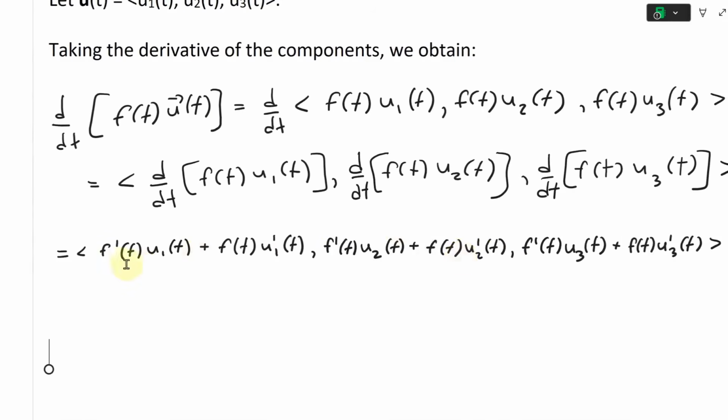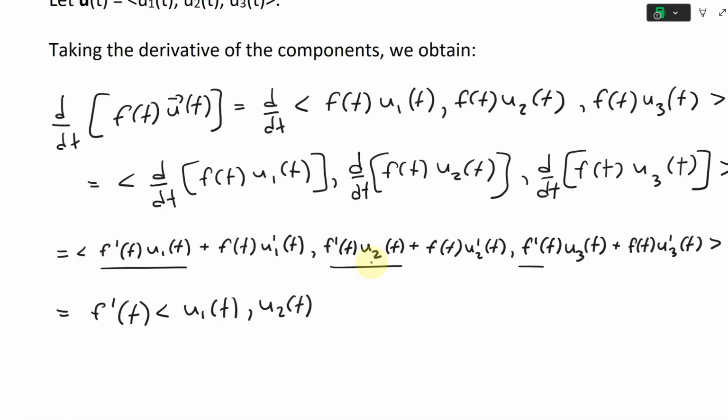And now what we'll do is take the like terms and separate these into two vectors, getting all the derivative parts, the f primes, out of there, and the other parts separately as well. We factor out the like term, in this case f prime, the derivative of f. So this is going to be f prime of t times the vector with components u1 of t, u2 of t, and u3 of t.